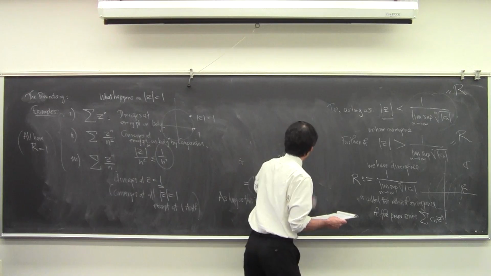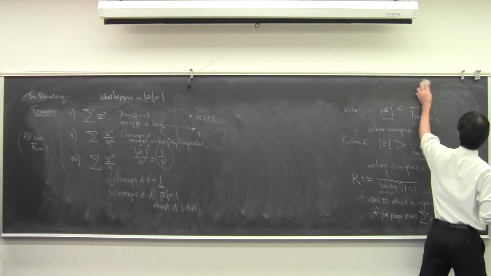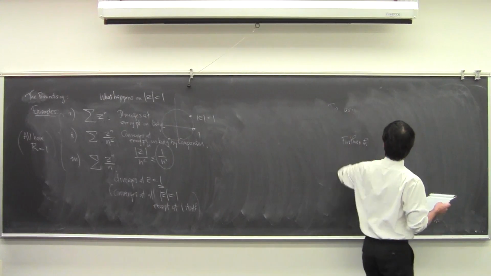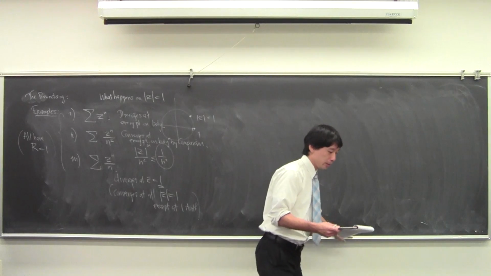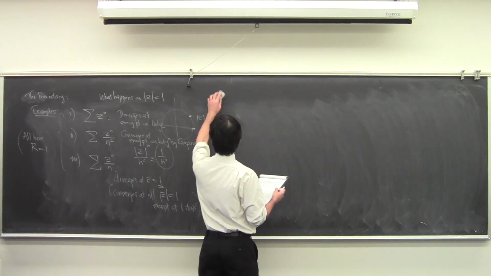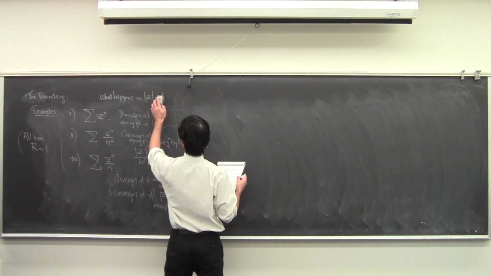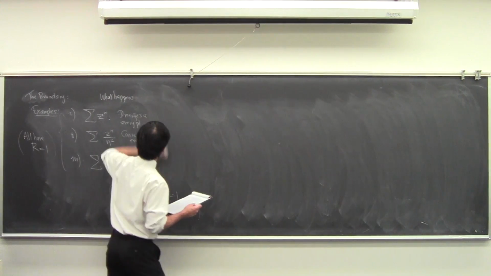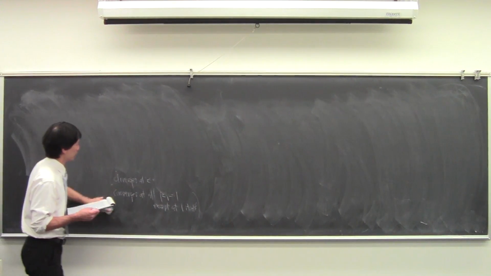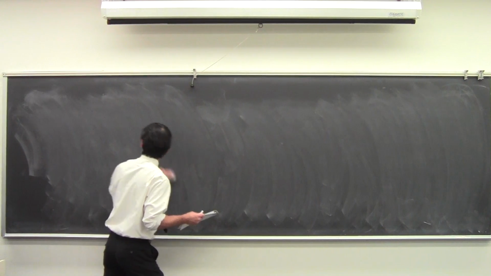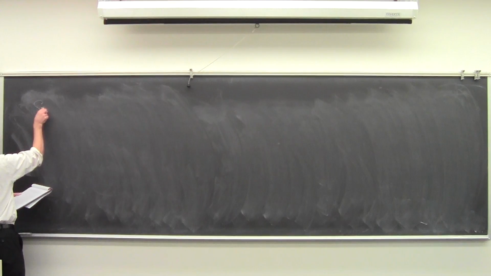Now, the tool we're going to need to use to get there is the following. So I'm just going to erase the whole board. We'll get there, but it'll be kind of a roundabout path.